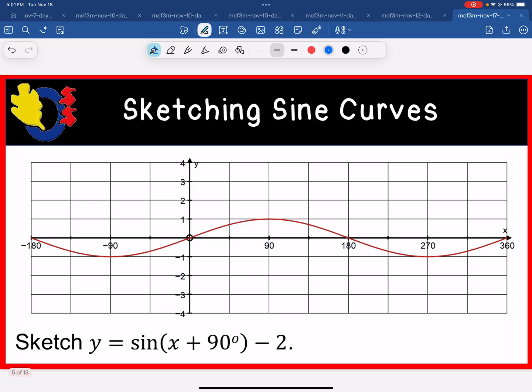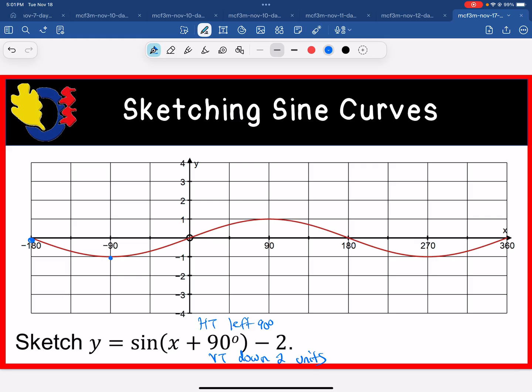All right, let's take a look at this combination one. So we have a horizontal translation left 90 degrees, and we also have a vertical translation down 2 units. So we can do this all in one step. So this point here, I'm going to move left 90, but I don't have enough room, and then down 2.